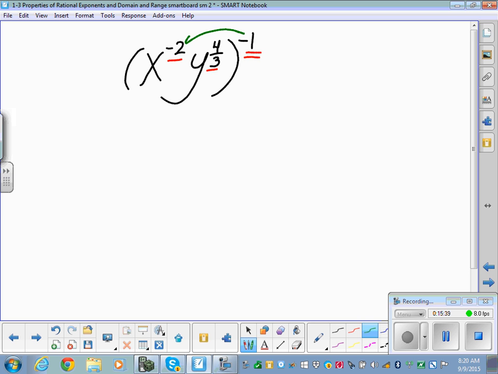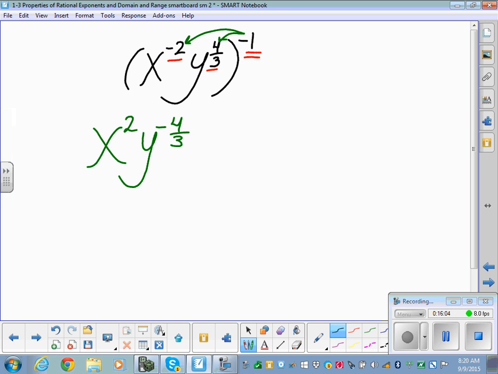So we have negative 1 times negative 2. So we're going to have x to the, what's negative 1 times negative 2? Positive 2, good. And then we're going to have negative 1 times 4/3. So we'll have y to the negative 4/3. Good. Yes, good. Now we need to fix all negative exponents. Well, first of all, just a quick question for you. Can you combine the x and the y's? No, not the same base.